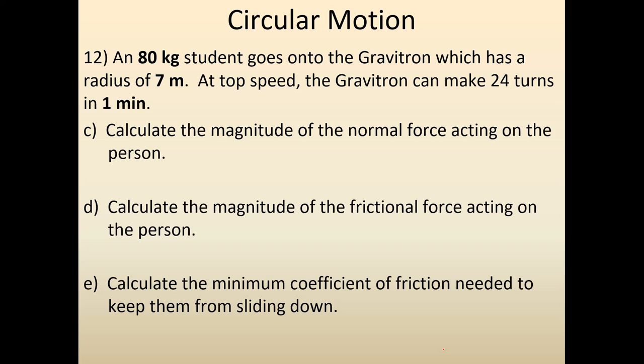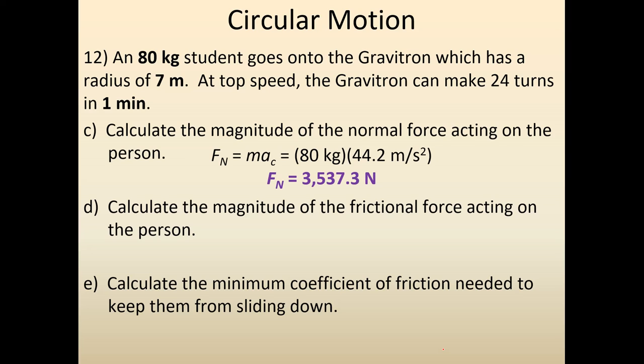All right, so part C wants us to find the normal force acting on the person. If we look back at the FBD, we can see that the normal force is what's actually causing that circular motion. Again, without the wall, the person is not going to maintain circular motion. So I can just set the normal force equal to the centripetal force, MAC. Take the mass, take the acceleration that I just found, and I get that the normal force acting on the person is about 3,500 newtons.